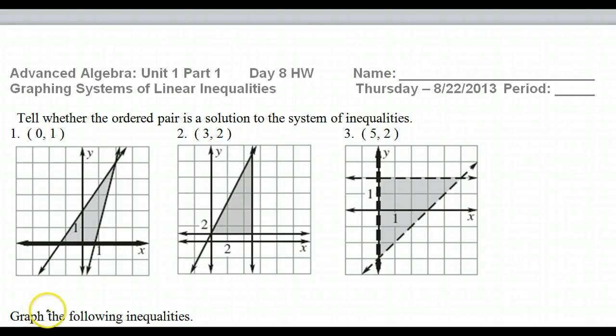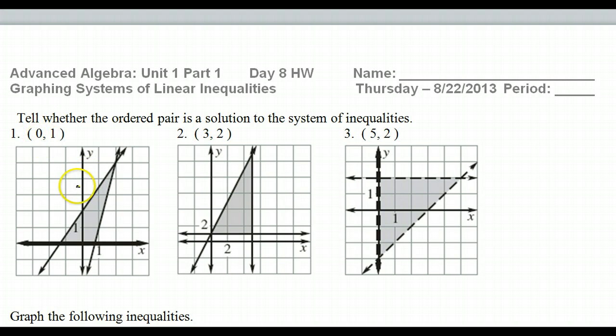Day 8. We are shifting gears from solving systems of equations, and now we are moving towards graphing systems of inequalities. And that's what you have here. The shading represents inequalities. We're less than this, we're greater than that. But first, let's talk about how to tell if a given point is a solution to the system.